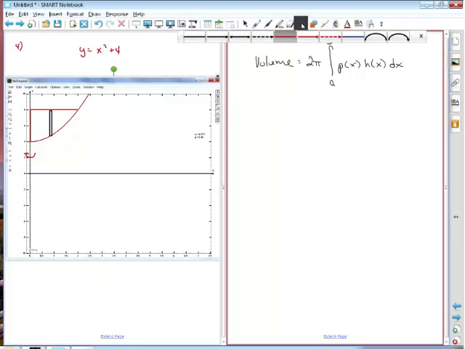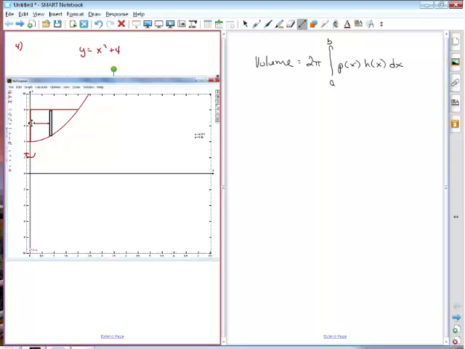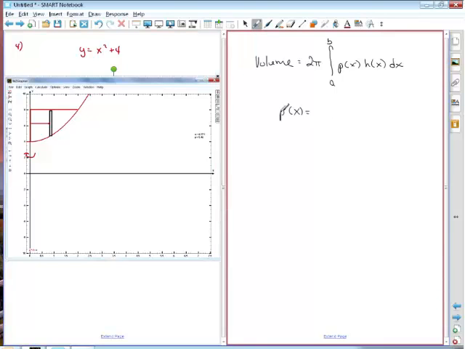Since we are rotating around the y-axis, our p of x, which is our radius to the center of the shell, is just going to be equal to x. So p of x equals x.